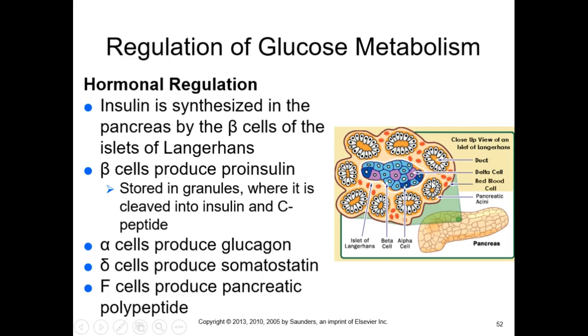Liver, what's up? Glycogenolysis is raised by what? Glycogen is in the liver, to simplify it. Glycogenolysis is breakdown of glycogen to increase blood sugar.